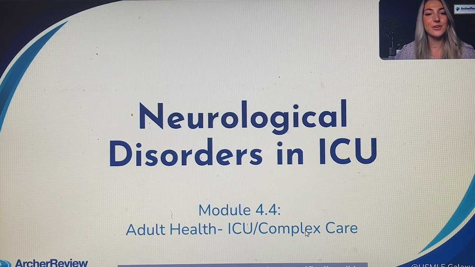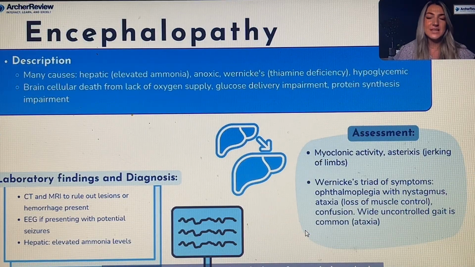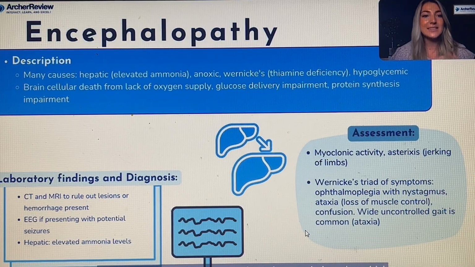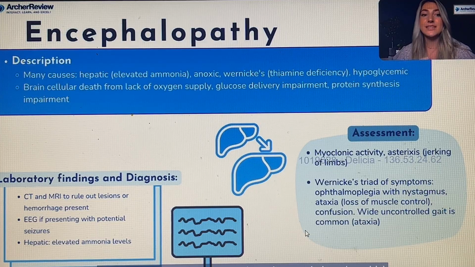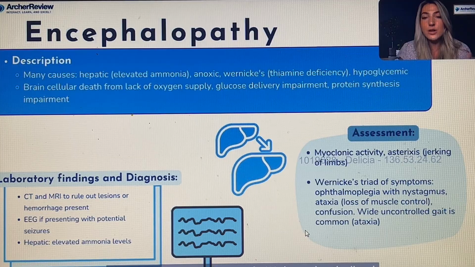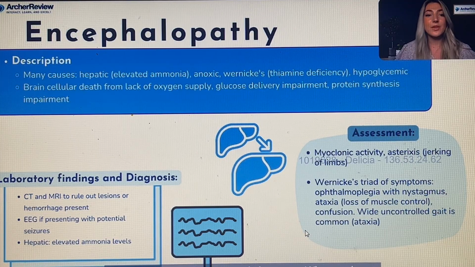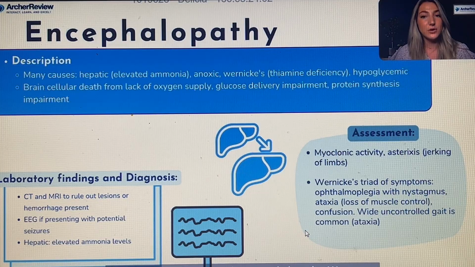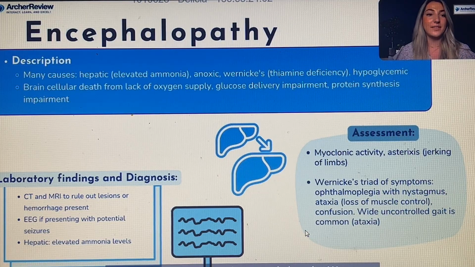We're continuing to talk about neurological disorders today, specifically talking about encephalopathy. So description of encephalopathy has many causes. We can see hepatic encephalopathy, which is caused from elevated ammonia. We know that the liver is responsible for turning ammonia into urea. When we have a liver issue, it's not going to do that conversion well enough or often enough, so we can see an elevation of ammonia, and that can lead to encephalopathy.